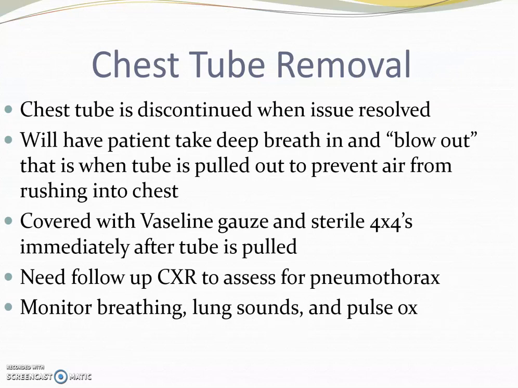When it's time for the chest tubes to be removed, usually this will be when the issue is resolved. It's a pneumothorax, the lung has healed. Or if it's post-surgery, it's when the drainage has become less than 100 in a 12-hour shift. That's 100 mLs in a 12-hour shift. They'll decide the chest tubes can be removed.